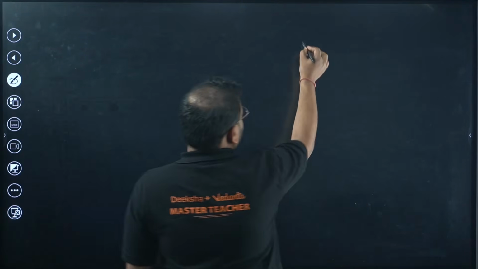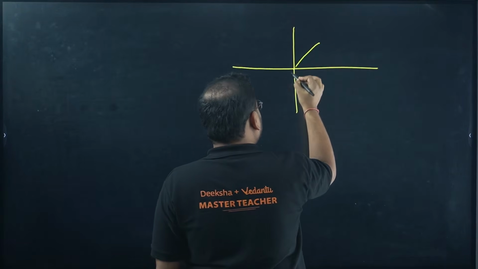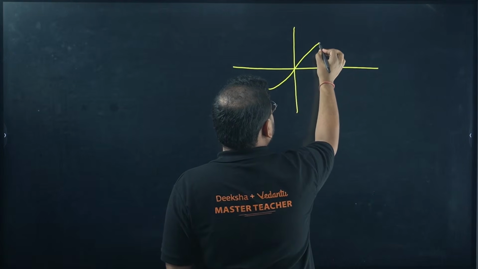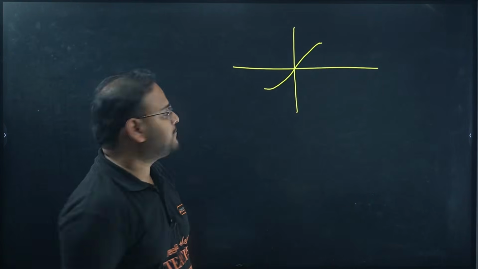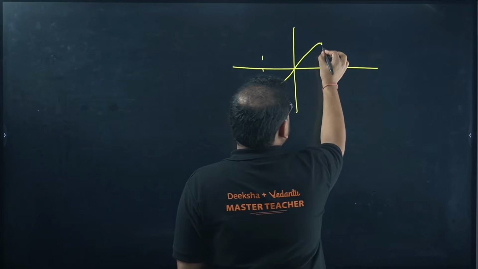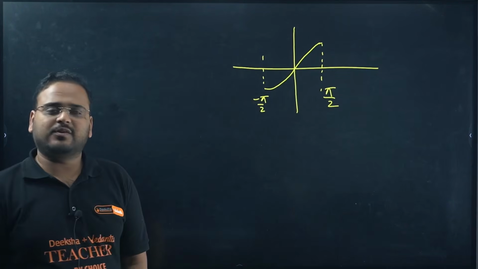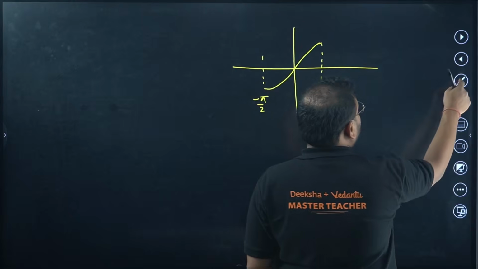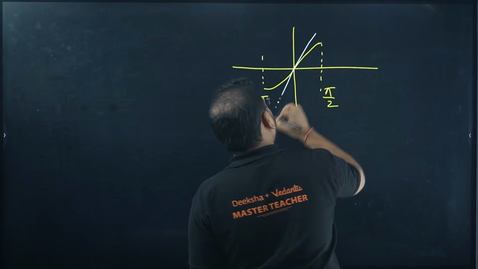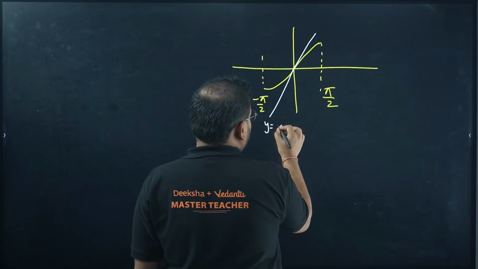So first you're going to draw this particular curve. What is this? This is the curve of sine x after the restriction. This point is minus pi by 2 and this point is pi by 2. Now how do you get inverse of this? By simply taking the mirror image of this curve across this line y equal to x. What is this line called? Y equal to x line.